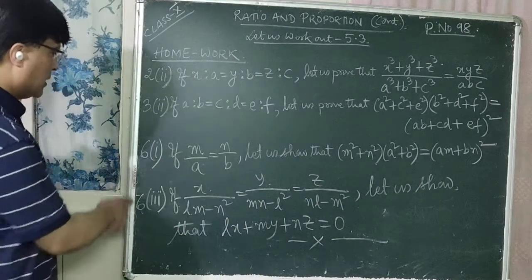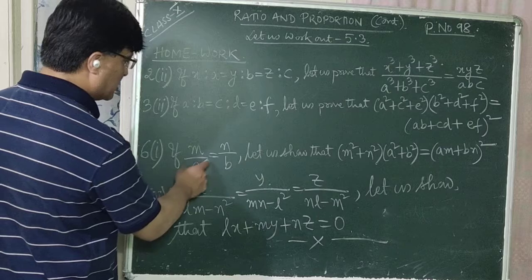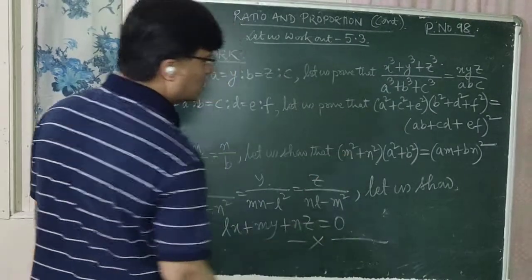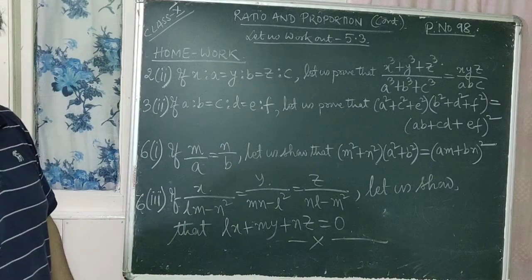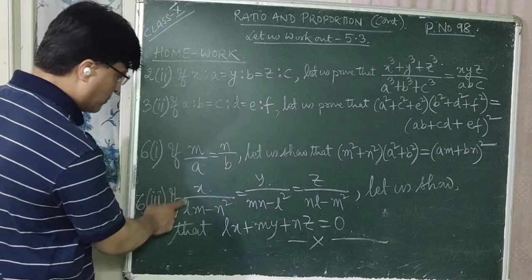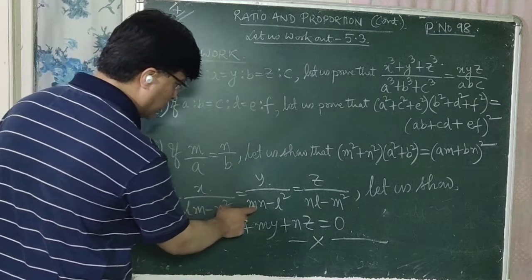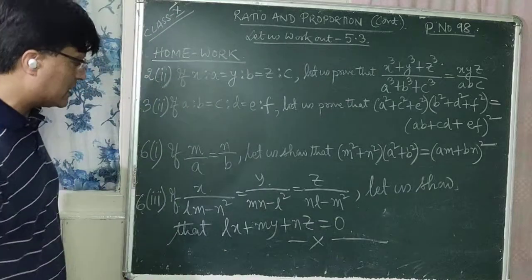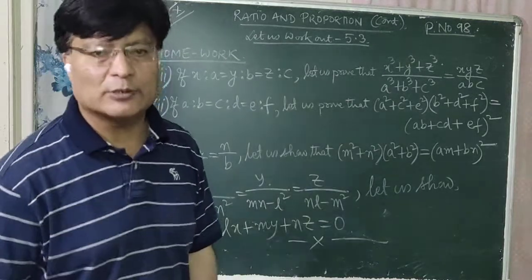Okay. And number 1: if m upon a is equal to n upon b, let us show that m square plus n square into a square plus b square is equal to am plus bn whole square. You have to prove it. And number 3: if x upon l(m minus n square) is equal to y upon m(m minus n square) is equal to z upon n(n minus m square), let us show that lx plus my plus nz is equal to 0.